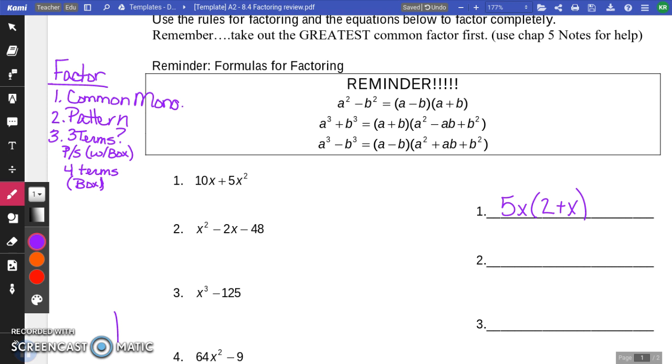Okay, so number 2, it's a trinomial. We're going to go product sum table. There's no common factor to take out, so my product sum, multiply to be a negative 48, add to be negative 2. So that's going to be an 8 and a 6. Your 8 is going to be negative, so x minus 8 and x plus 6.